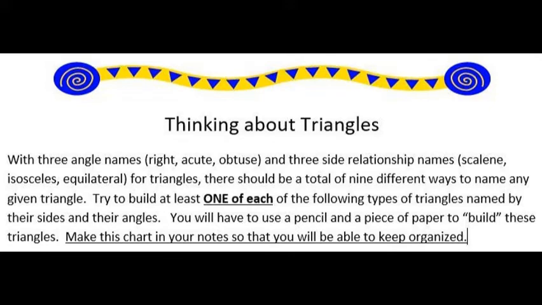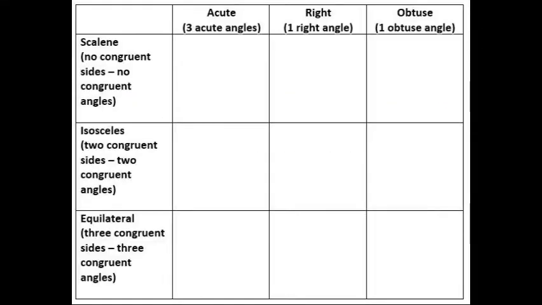Now that you know to name triangles by their sides or by their angles, you can name them by both of those things. So you are going to try to make 9 different triangles. You're going to make a scalene acute, a scalene right, a scalene obtuse, and in each of those boxes, make that chart on your paper and draw them in.